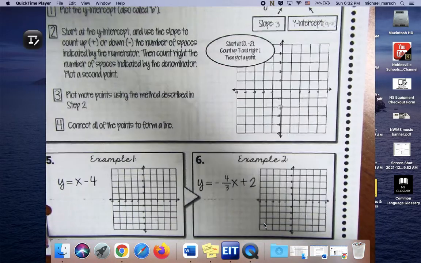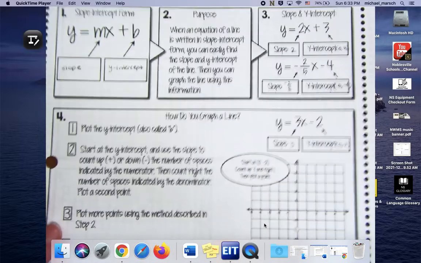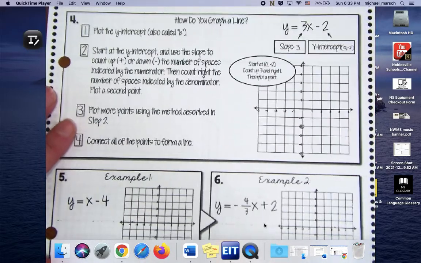Okay, let me see if I can get this so it's not so glare. Man, I really don't like this glare. Hold on. Okay, that's better.